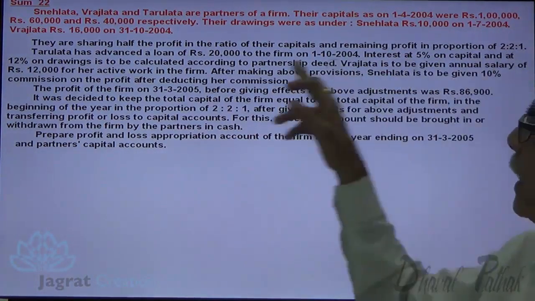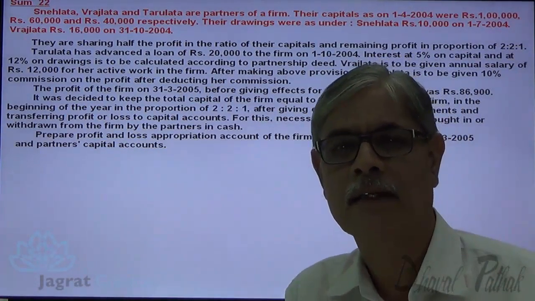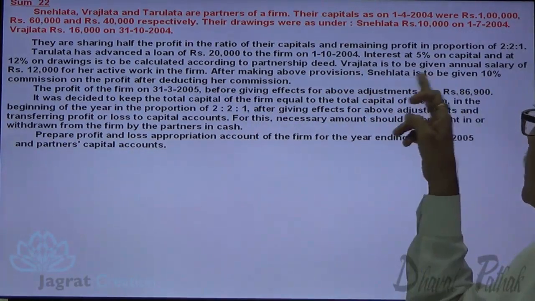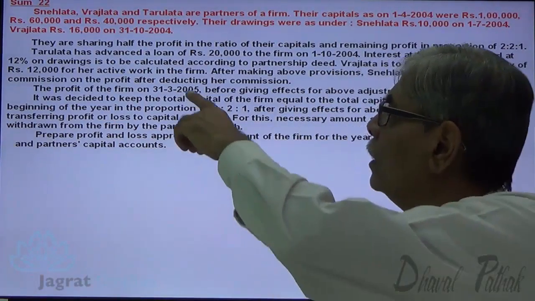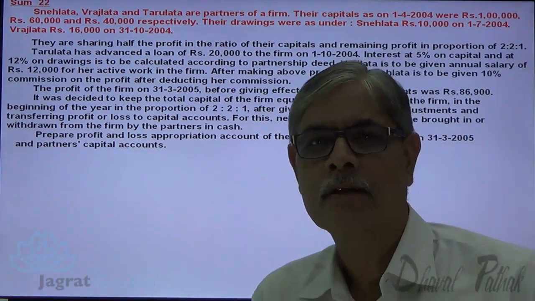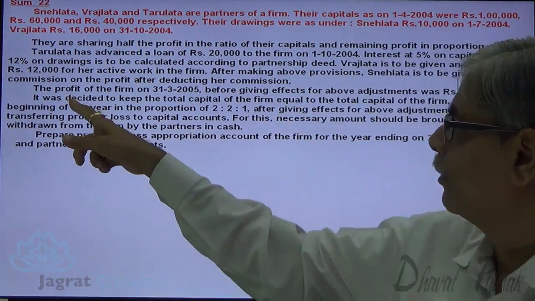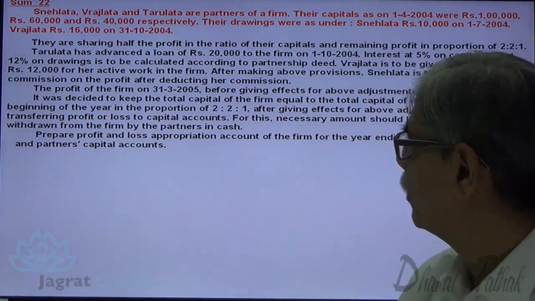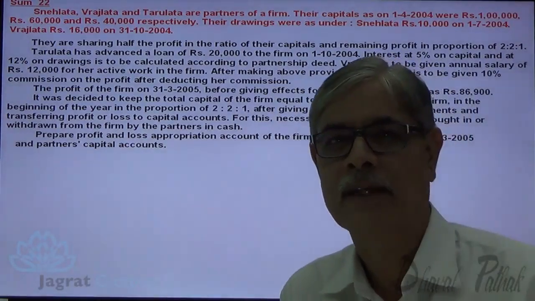Vrajlata is to be given an annual salary of 12,000 for the active work in the firm. Salary to a partner is the next adjustment. After making above provisions, Snehalata is given a commission on a profit after deducting her commission, so commission to a partner is the next adjustment. Profit of the firm for the year ended on 31st of March 2005, before giving effect for above adjustment is 86,900.